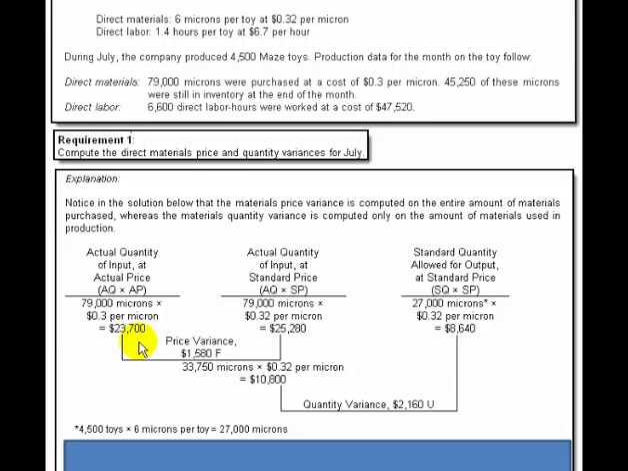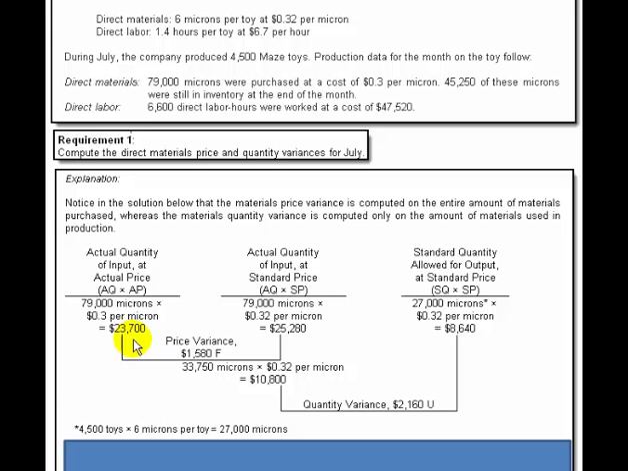Next, let's jump over to the left. All right, well, we made 79,000 microns at a cost of 30 cents per micron. So we multiply that and we come up with total actual input at an actual price of $23,700. Now, that was the 79,000 we purchased.